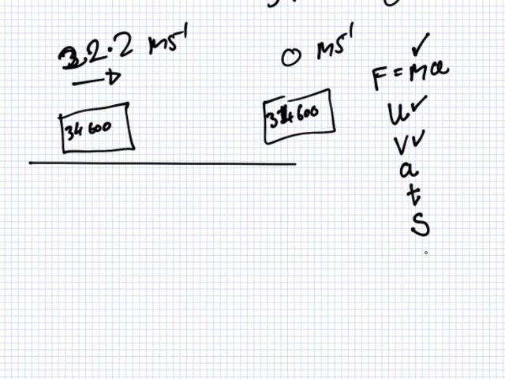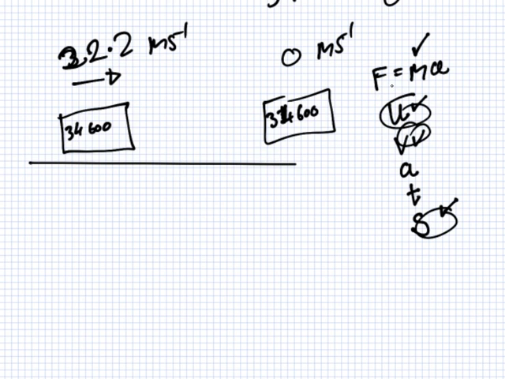So, did they leave something out, or is there something in the question I didn't see? A sneaky piece of information. Ah, no, they give us the S. After the collision, the lorry and car moved off together a distance of 53. So we know the S. So if we know the U and the V and the S, can we know the A? Yeah. And if we know the A, can we know the F? Yeah. So we're finished.